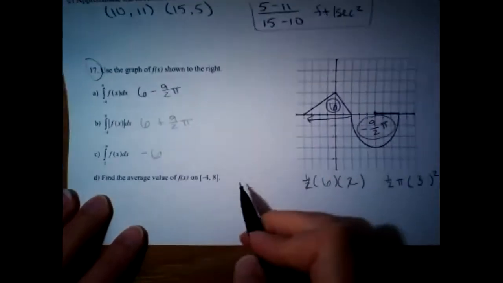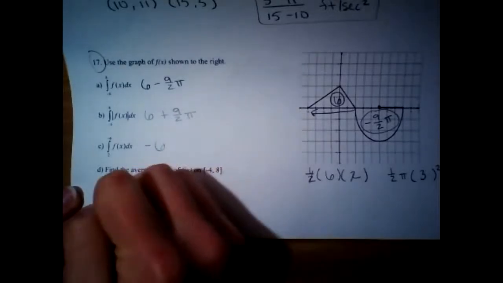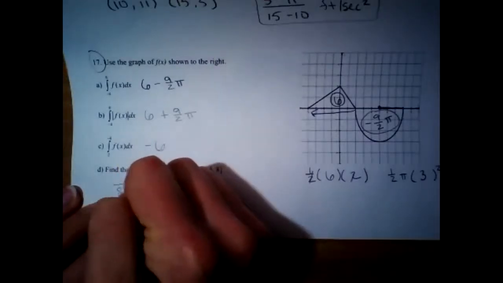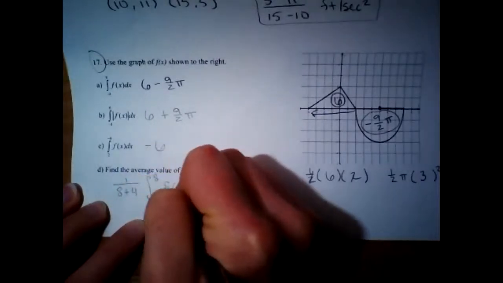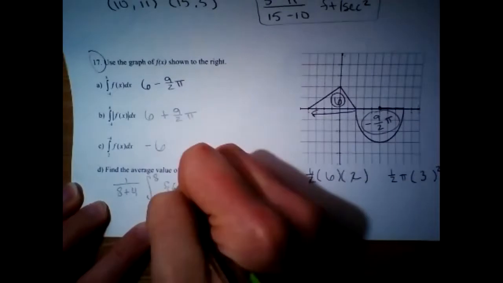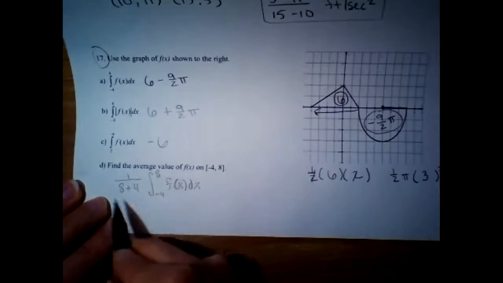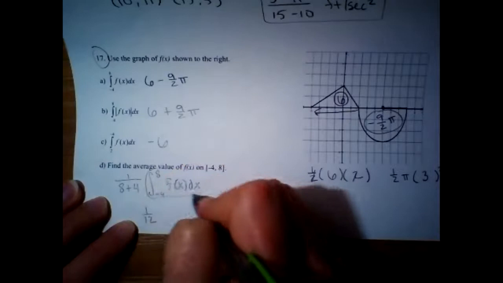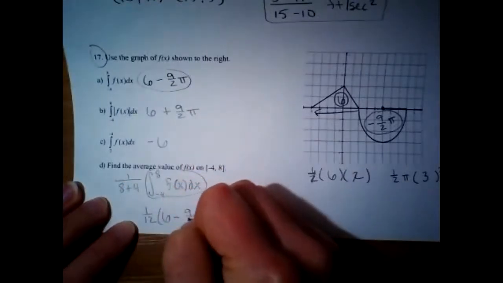And then the last one, average value from -4 to 8. So we're going to need to put that fraction out front to make it an average. 1 over 8 minus -4, so it'll be 8 plus 4. Integral from -4 to 8 of f of x dx. So the fraction out front is 1/12. And then this we've already answered. From -4 to 8, we said was this. So 6 minus 9/2 pi.